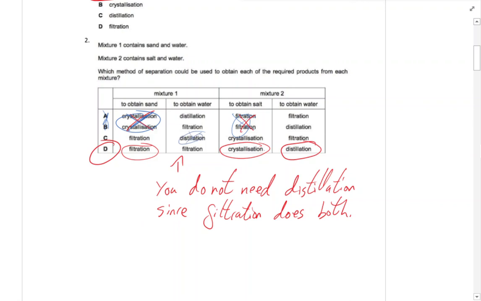For mixture 2, this is the indicator and the confirmation. We obviously need crystallization to get the salt, so evaporation and then you crystallize. But if you did evaporation, you wouldn't keep the water, so to obtain the water you would have to do distillation, because with evaporation and crystallization you lose the water, you only keep the salt. So your final answer would be D.